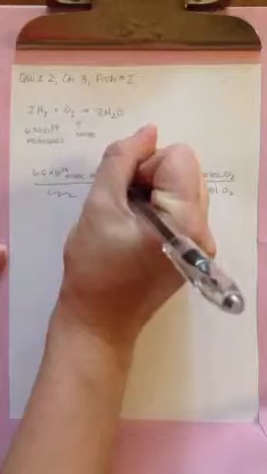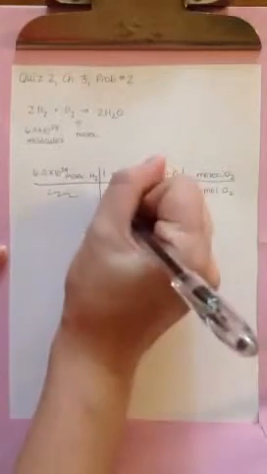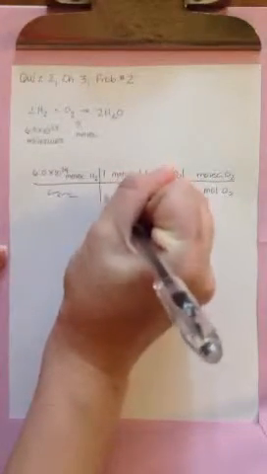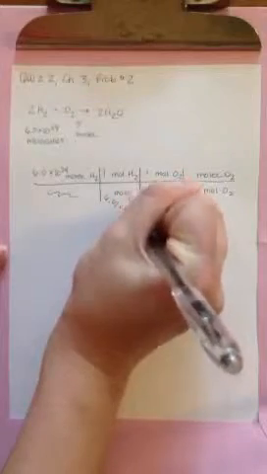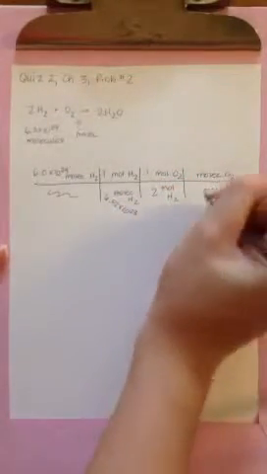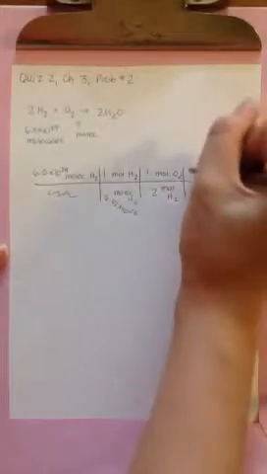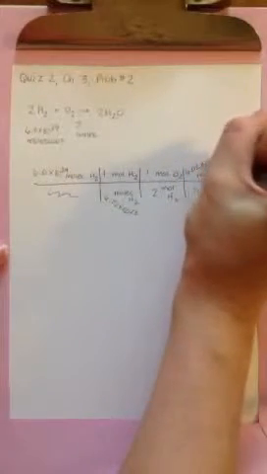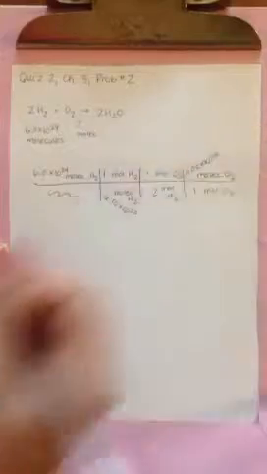And I know I have 1 mole, and the number for that is 6.02 times 10 to the 23rd molecules in that 1 mole. That's Avogadro's number. So I'm going to do the same thing. 1 in front of the mole, 6.02 times 10 to the 23rd molecules.